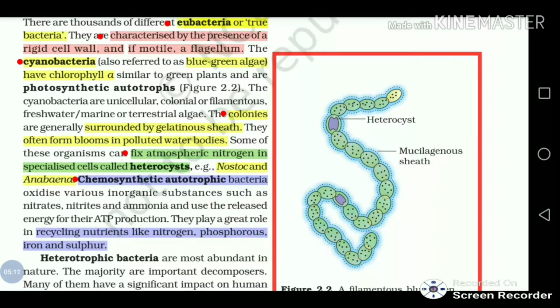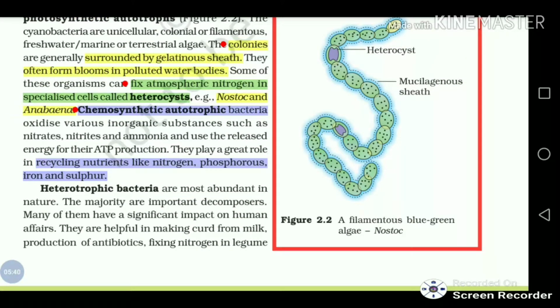Cyanobacteria are otherwise called blue-green algae, and these have chlorophyll a similar to plants. Colonies of these are surrounded by a gelatinous sheath, and these form blooms in polluted water bodies. These also have a specialized cell called the heterocyst that can fix atmospheric nitrogen. Examples of cyanobacteria are Nostoc and Anabaena. There are also chemosynthetic autotrophic bacteria that recycle nutrients like nitrogen, phosphorus, iron and sulfur.